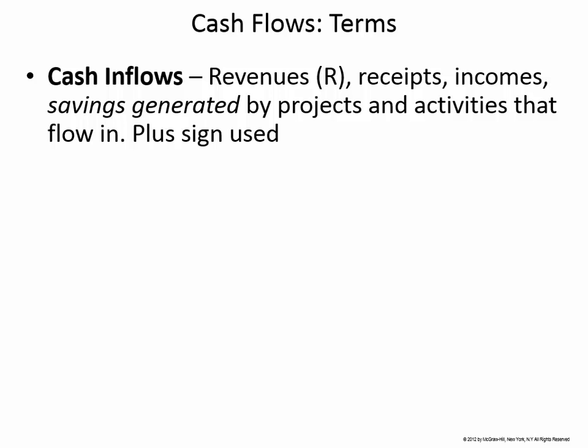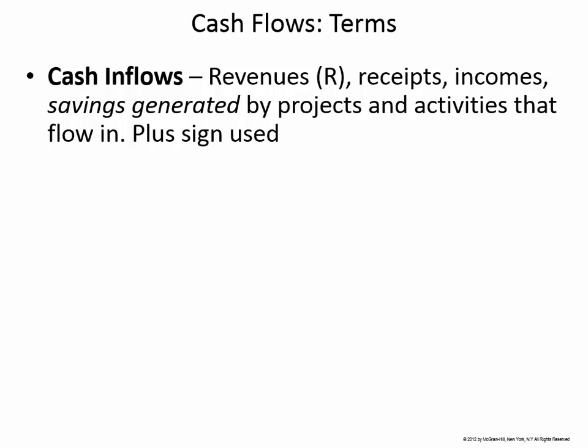So inflows can be a lot of different things. Some of them are obvious. If you are selling a product or selling a service, when you get paid for that, that's a revenue. Another word for revenue is receipt, income. Those are all synonyms. Here's one that's a little bit less obvious, though. I've italicized it because you need to know this one for the homework. Savings generated by projects and activities that flow in.